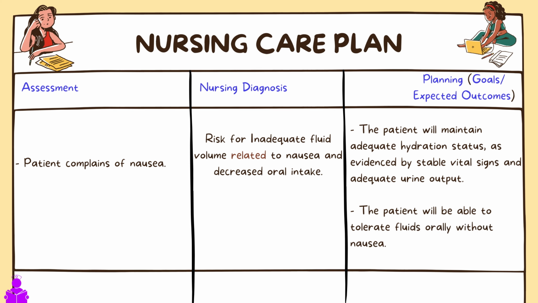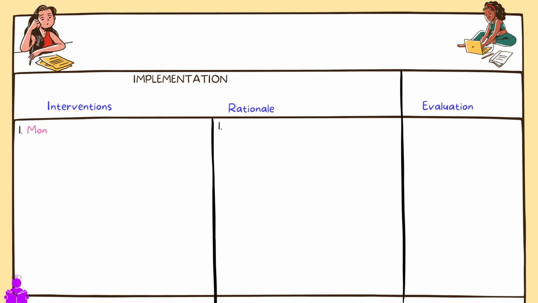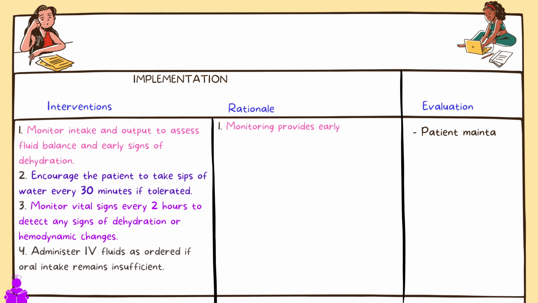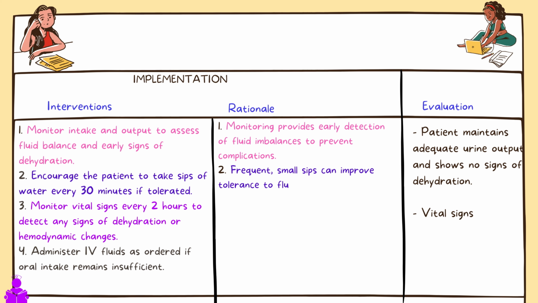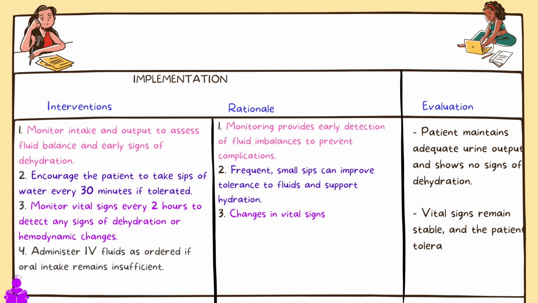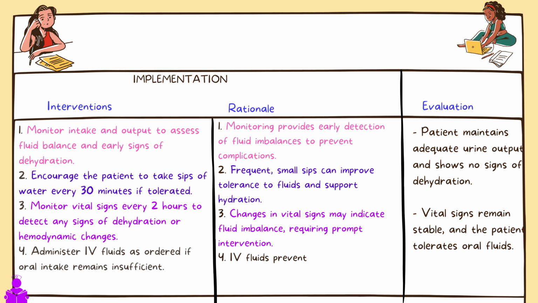So what are the expected outcomes? Our patient will maintain adequate hydration status, evidenced by stable vital observations. And then the patient will be able to tolerate fluids orally without nausea, which means our interventions will include monitoring intake and output, because when we monitor, we shall provide early detection of fluid imbalances, then we prevent complications. We shall encourage the patient to take sips of water every 30 minutes if tolerated. Why? Because frequent small sips can improve tolerance to fluids and support hydration.